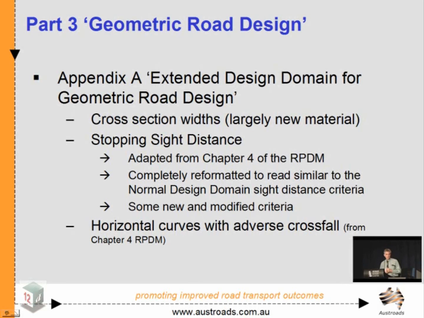We have stopping sight distance. It's been adapted from Chapter 4 of the Road Planning Design Manual, but there have been significant modifications made to the Extended Design Domain criteria, such that it looks quite a bit similar now to the normal design domain in the way the format of Extended Design Domain is presented. So hopefully it will be a little bit easier to use than what it was. There's also additional criteria in the stopping sight distance area.